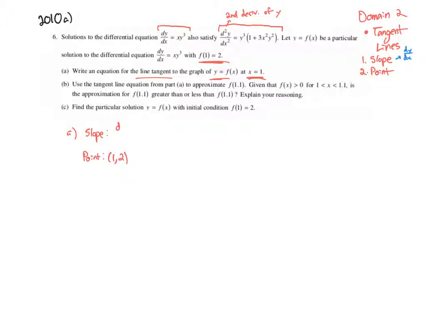And then to find our slope, we're going to use the derivative. So dy dx equals x times y cubed. And at this point, my slope would be 1 times 2 cubed, which is 8. So my tangent line equation is y minus 2 equals 8 times x minus 1. And you don't need to simplify this if you don't want to. Although if you wanted to, you certainly could. You would distribute the 8, you'd get 8x minus 8. You'd add the 2, you'd end up with 8x minus 6. Okay, and that is that.